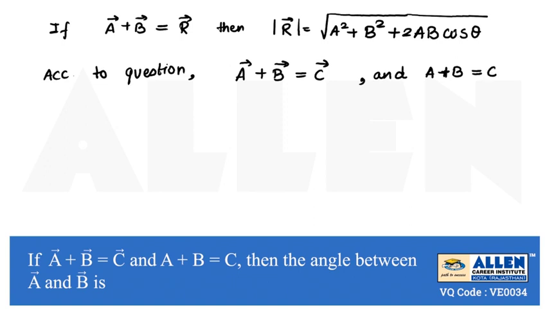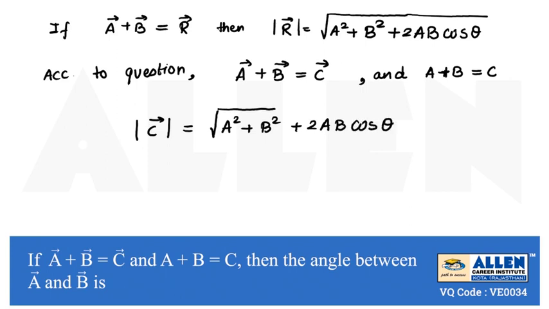So according to our formula, in place of r vector we can use c vector. So the magnitude of c vector can be written as the square root of a square plus b square plus 2ab cos theta. Here theta is the angle between a vector and b vector which has to be calculated. The magnitude of c vector can be written as c, and if we remove the square root from the right hand side, we will see c square equal to a square plus b square plus 2ab cos theta.